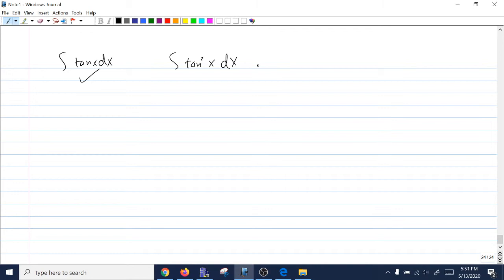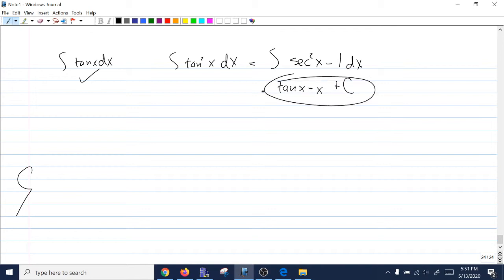This is one that you try and you just get so mad when you remember. Tangent squared is secant squared minus 1. The integral of secant squared is tangent. Done. Integrating tangent squared is super easy. What if you have tangent cubed?